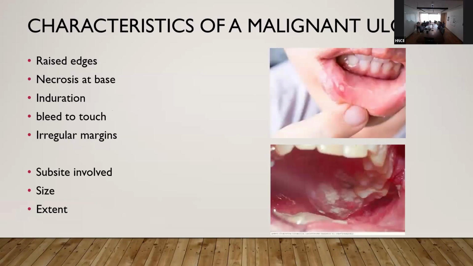So what are the characteristics of the malignant ulcer? It generally presents with raised edges, necrosis at the base or in the center. There is induration surrounding it, which you have to palpate, and that will be the complete extent of the disease. It generally bleeds on touch because of neovascularization, and it tends to have irregular margins. You have to explain the subsite involved, the size, and the extent of disease.